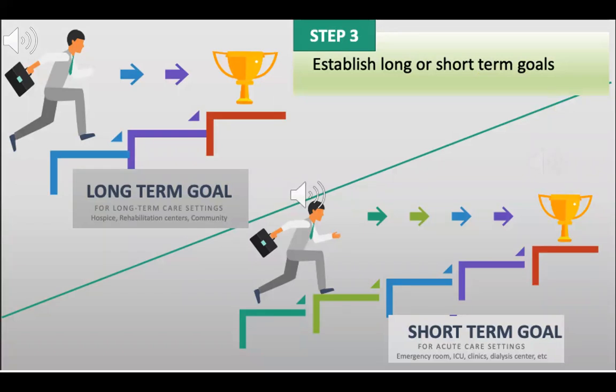Step 3 of planning is where we establish long-term or short-term goals. So what is the difference between the two? Short-term goals are those that are said to meet immediate and physiologic needs.